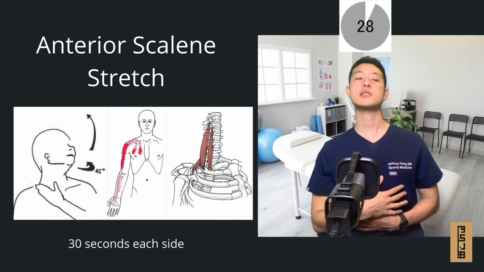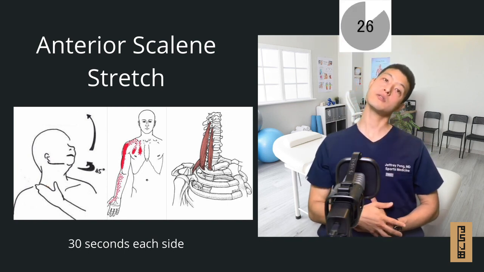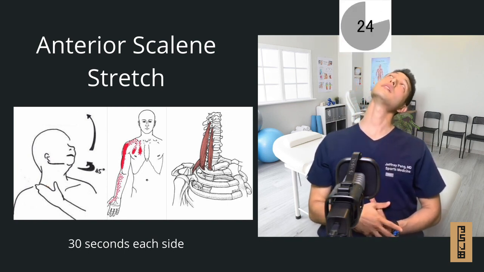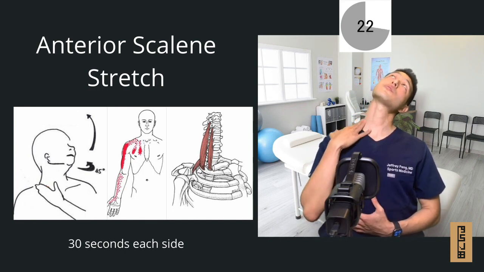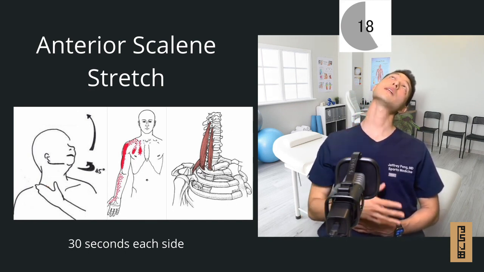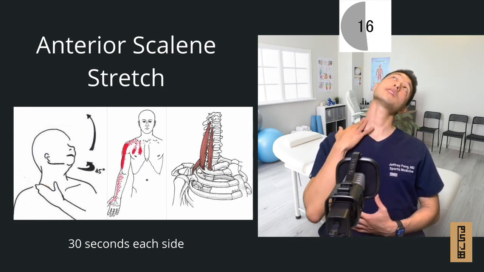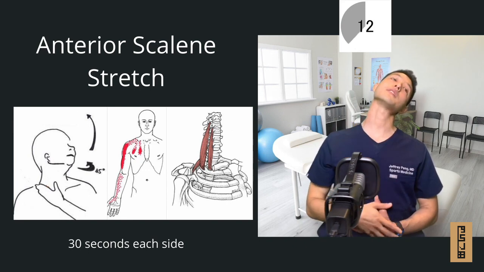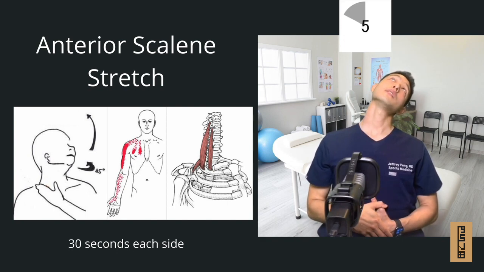So 30 seconds, switch sides, so ear to the opposite shoulder, then look up. And now you're going to feel a big stretch right here in the front on the opposite side. And again, you shouldn't be having any pain when you're doing this, but you should be feeling a nice stretch in the front right here. And we're going to hold this stretch for 30 seconds as well. In 3, in 2, in 1.